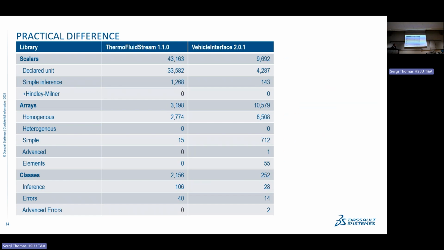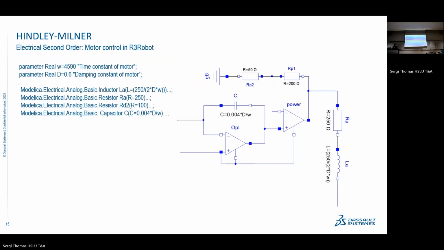And if you take a slightly smaller example, a famous fluid stream, it's similar, but slightly smaller. So those are smaller numbers. And here, the Hindley-Milner didn't give anything new. So let's go through this second order electrical example.